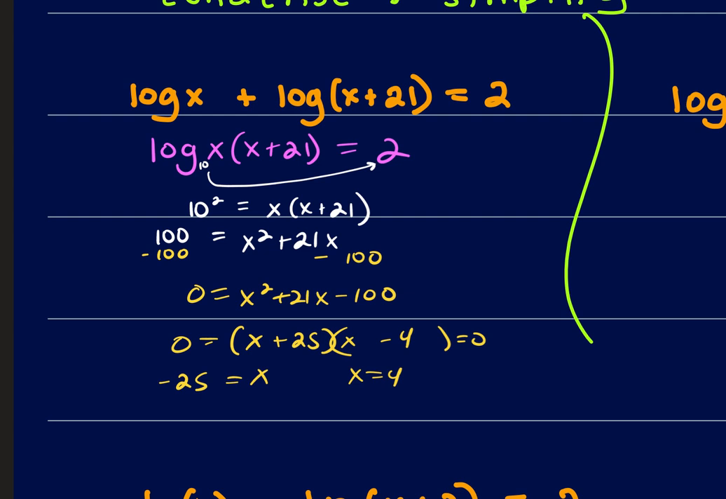And then we check it, right? This time if I plug in negative 25, I'm going back to the original. I plug in negative 25 into those places, and both of them would be a problem. But if either one was a problem, I would eliminate it. And then I check for the 4, and in both cases 4 works, so I keep it.